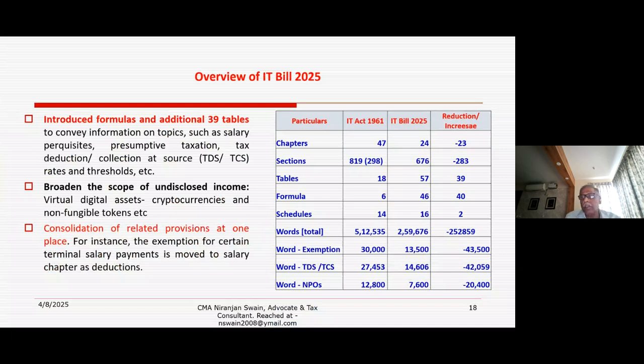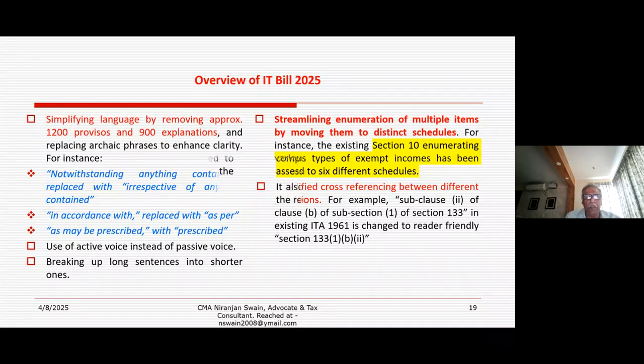Long sentences have been made into shorter sentences. Actually, we have examined that, and we found in very many cases the long sentences have been reduced to short sentences. Streamlining enumerations of multiple items by moving them to distinct schedules: already I told you, the schedule was a very important area where the reduction could take place.